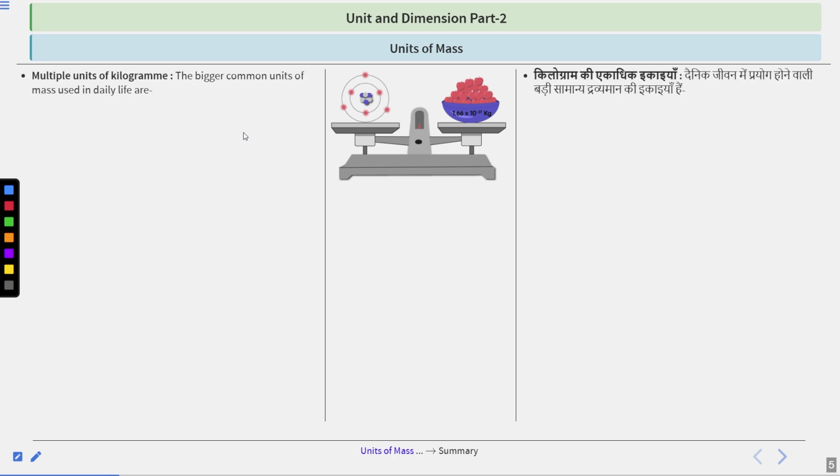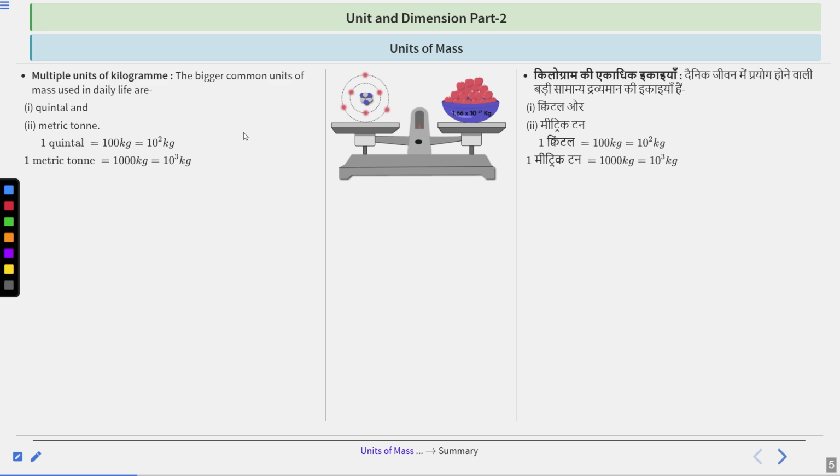Multiple units of kilogram, the bigger common units of mass used in daily life, are quintal and metric ton. Kilogram is the standard unit. Below it, we use gram and milligram. Above the kilogram, we use quintal and metric ton to measure mass. 1 quintal is equal to 100 kilograms, or 10 power 2 kg. 1 metric ton equals 1000 kilograms, or 10 power 3 kg.